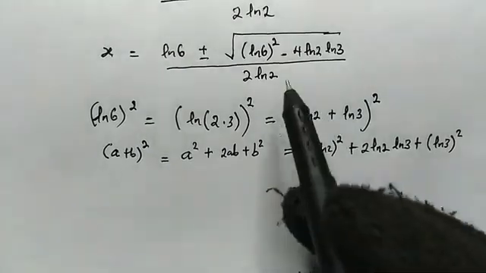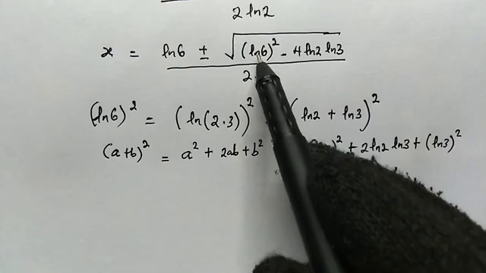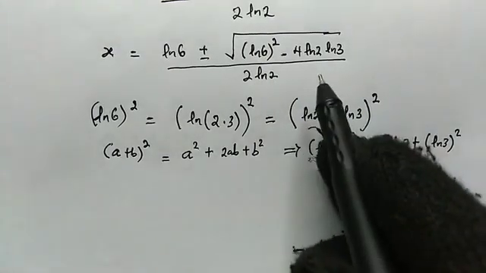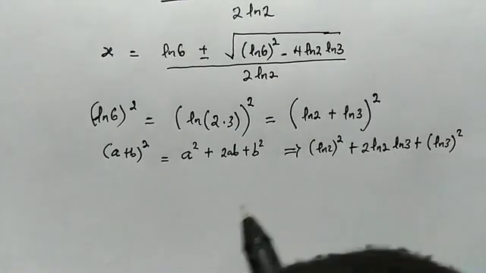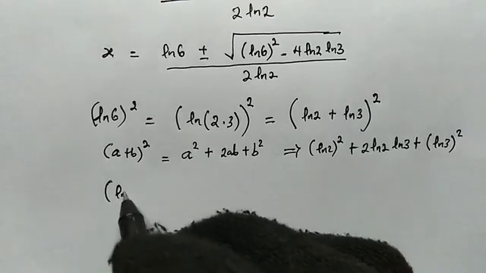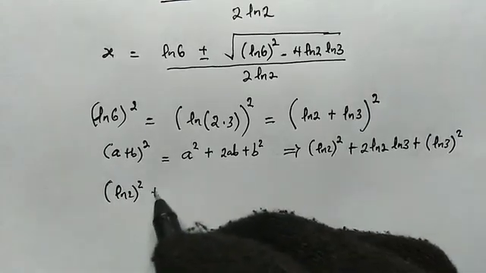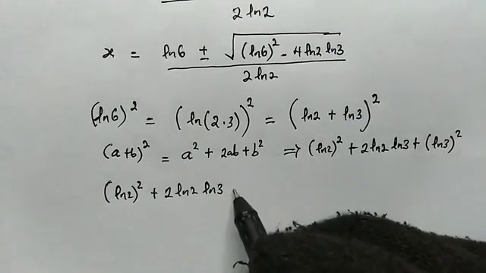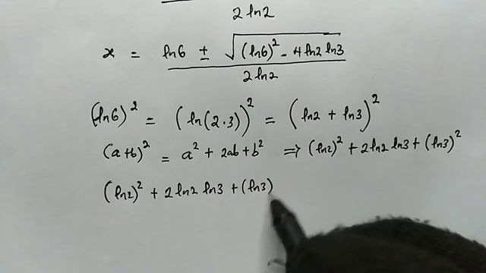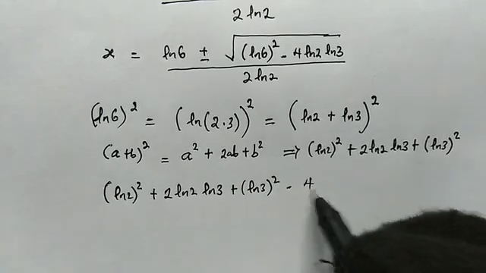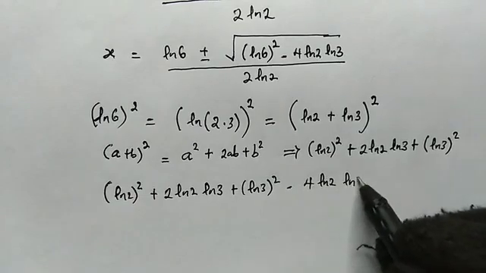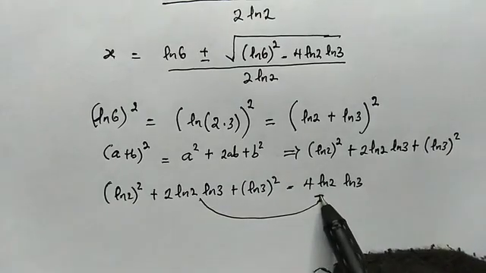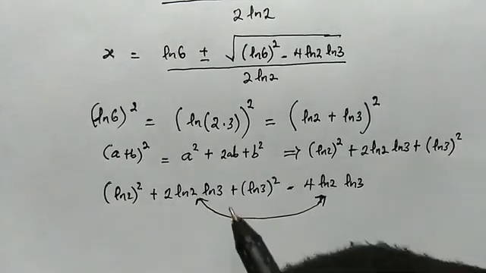Now let us simplify. Therefore, this natural log of 6 squared, we're going to rewrite it in this form, and then subtract 4 times the natural log of 2 times the natural log of 3. So that will become the natural log of 2 squared plus 2 times the natural log of 2 multiplied by the natural log of 3, then plus the natural log of 3 squared. Then we're subtracting 4 multiplied by the natural log of 2 multiplied by the natural log of 3. And we can subtract these two terms, right? Because they are like terms.